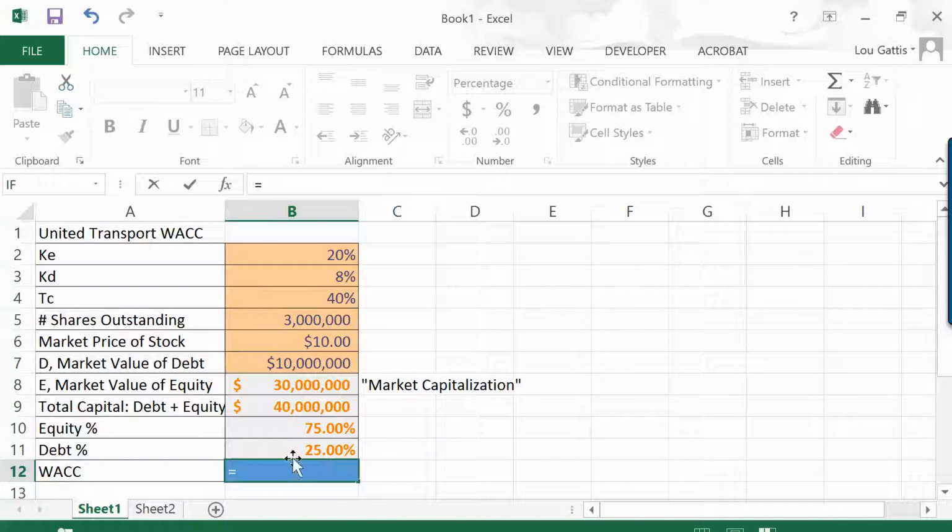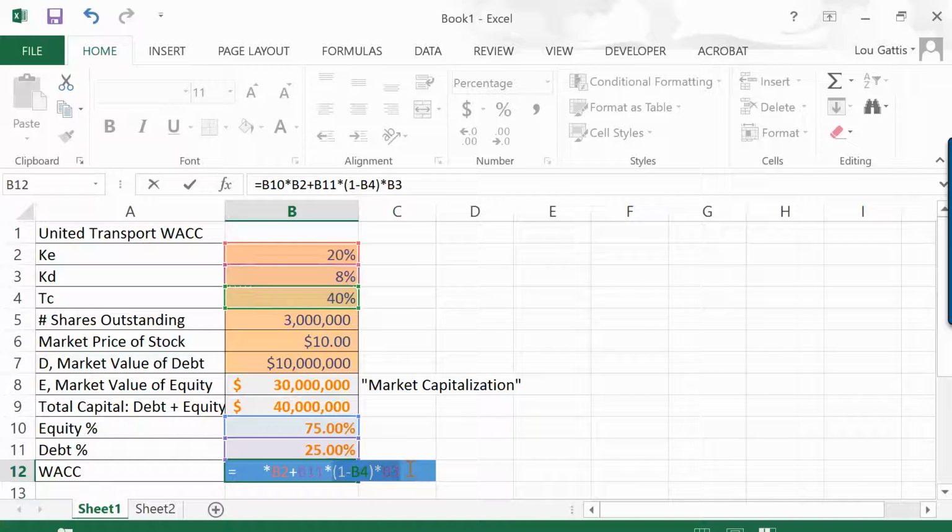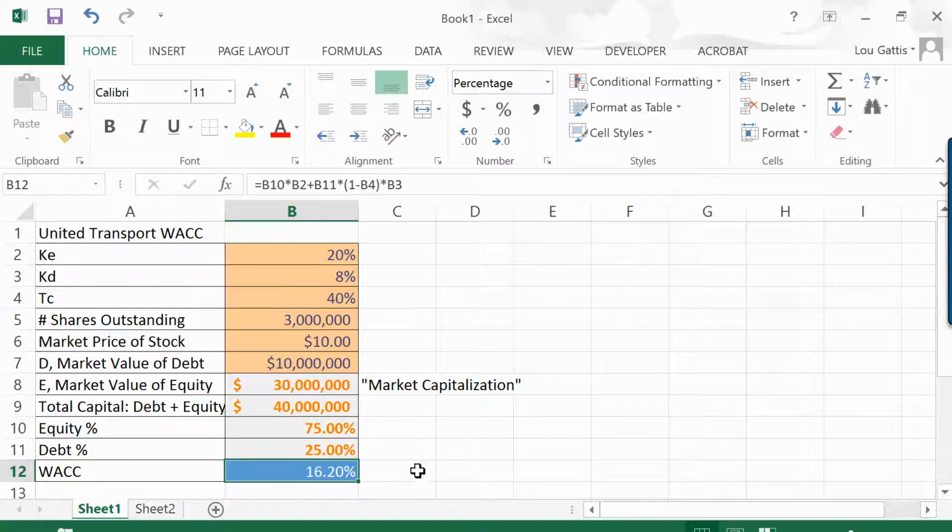I'm going to take my equity percent times my cost of equity plus my debt percent times my, and then take out taxes. So that's the after-tax cost of debt times the cost of debt. So I have my cost of equity times the weight of equity. I have my debt percent times my after-tax cost of debt. So in this case, the weighted average cost of capital for this firm is 16.2%.